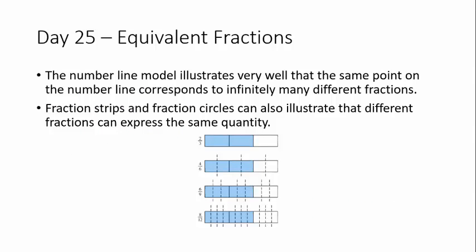When we talk about fractions, we sometimes need to know about equivalent fractions. The number line model is very useful in showing that a number can be expressed with several different fractions. Fraction strips and fraction circles are also useful for this concept. Notice here that 2/3, 4/6, 6/9, and 8/12 represent the same colored area on the fraction strip.